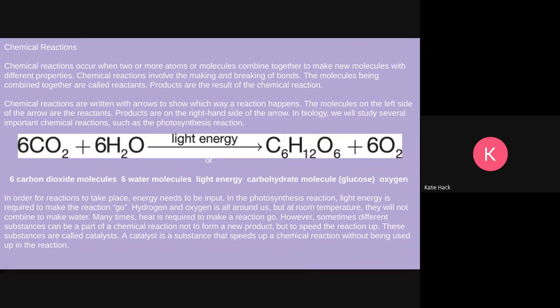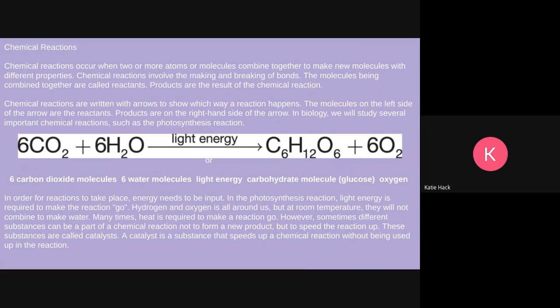And that specific sugar molecule is called glucose. It is a carbohydrate. So in order for that reaction to take place, energy needs to be input. So in photosynthesis, the light energy is required to make the reaction happen, to make it go.